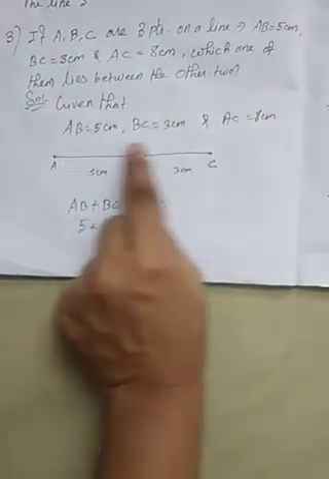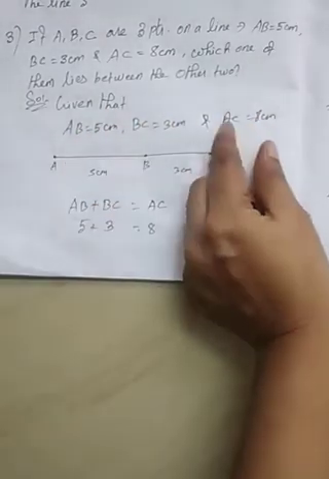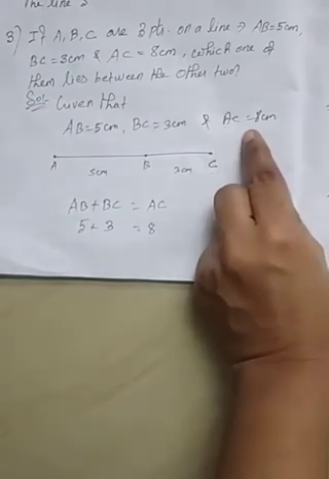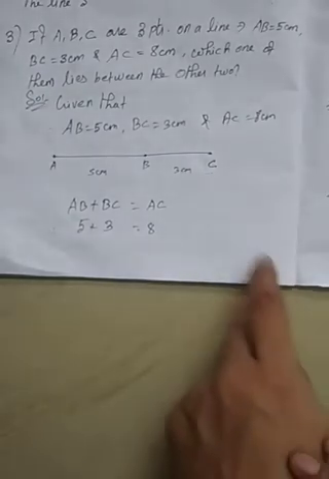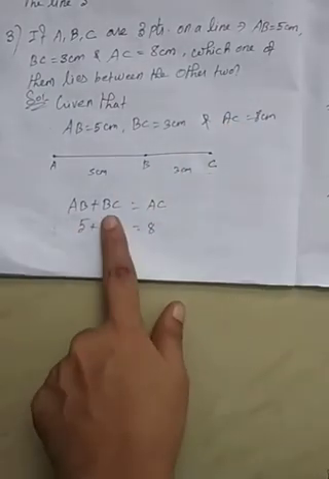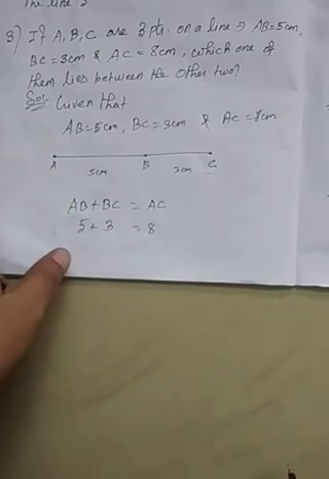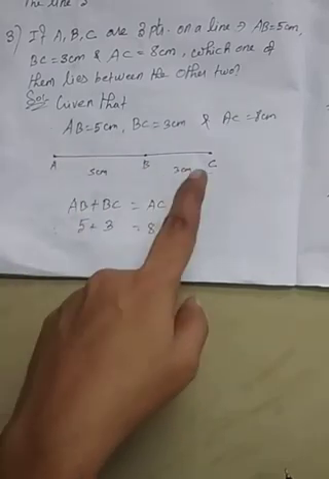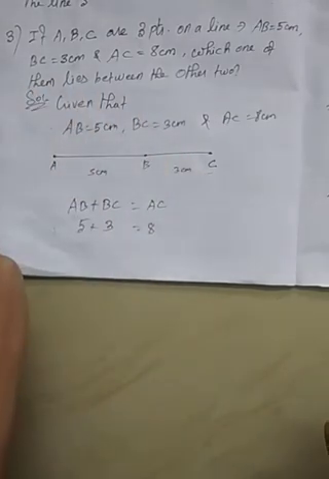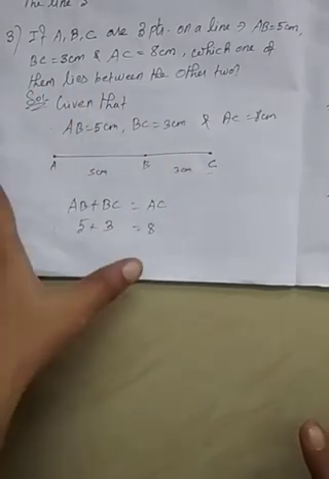Directly you have to write the solution. See here, which one is the largest? AC. So it is clear that AC is nothing but AB plus BC. So hence the point B lies between A and C. That's it. Okay, everybody clear? So what is the question?